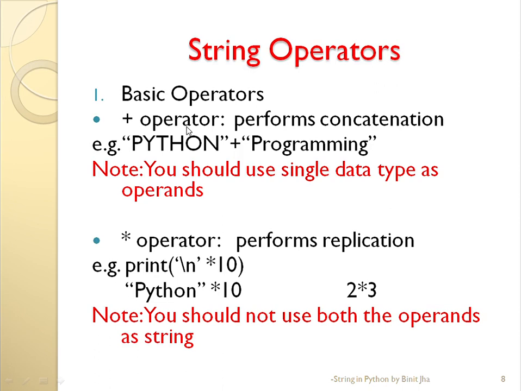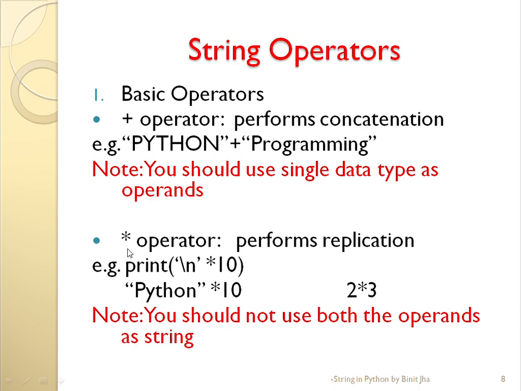Next, let's see some of the string operators. The first one is the basic operator called the concatenation operator, which is used to add two strings. Python is one string and the other string is programming. Here one note is given: you should use a single data type as operand. This should always be kept in mind whenever we use the concatenation operator. The data type of both the variables should be the same. So it should always be string or it should always be integer.